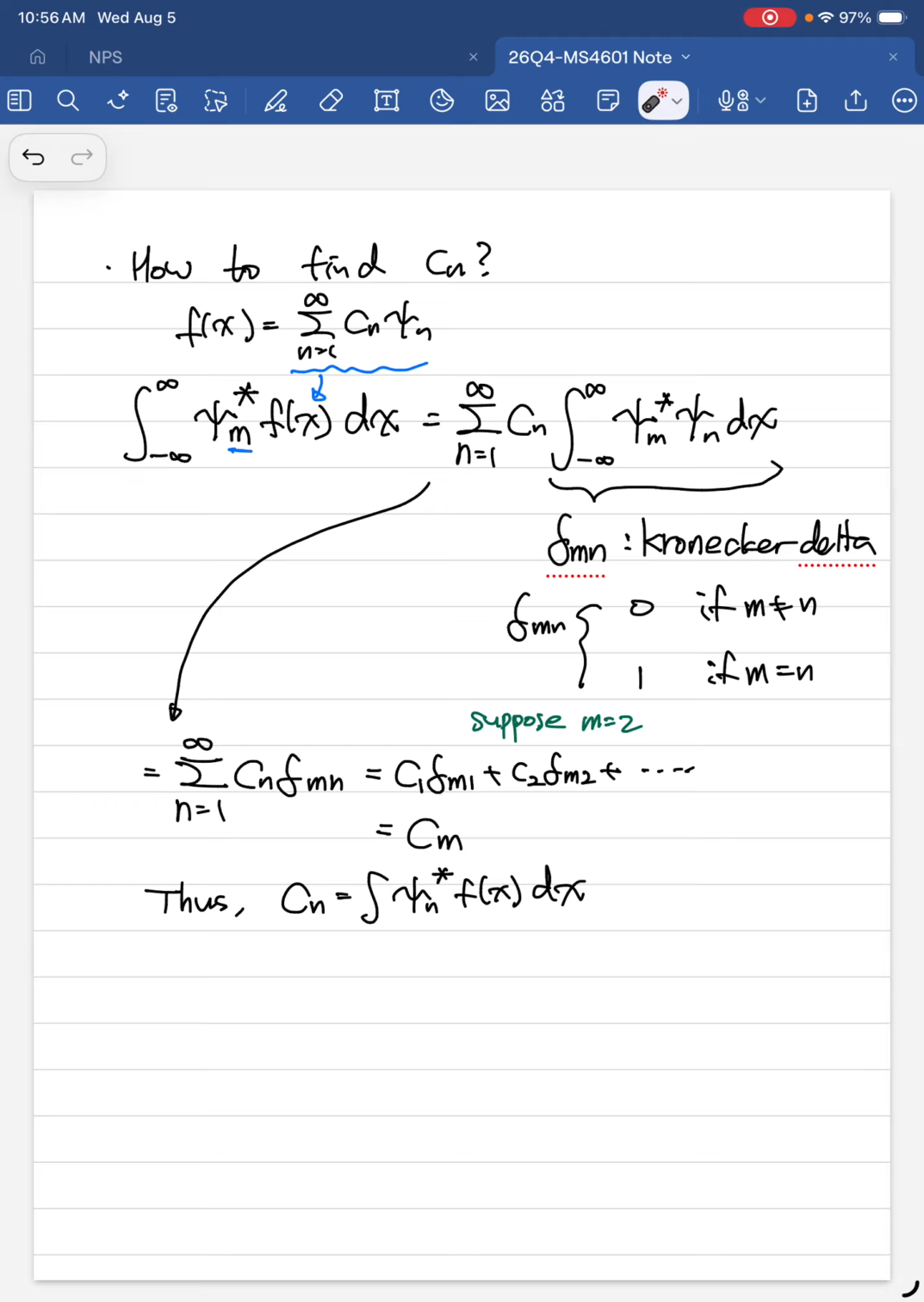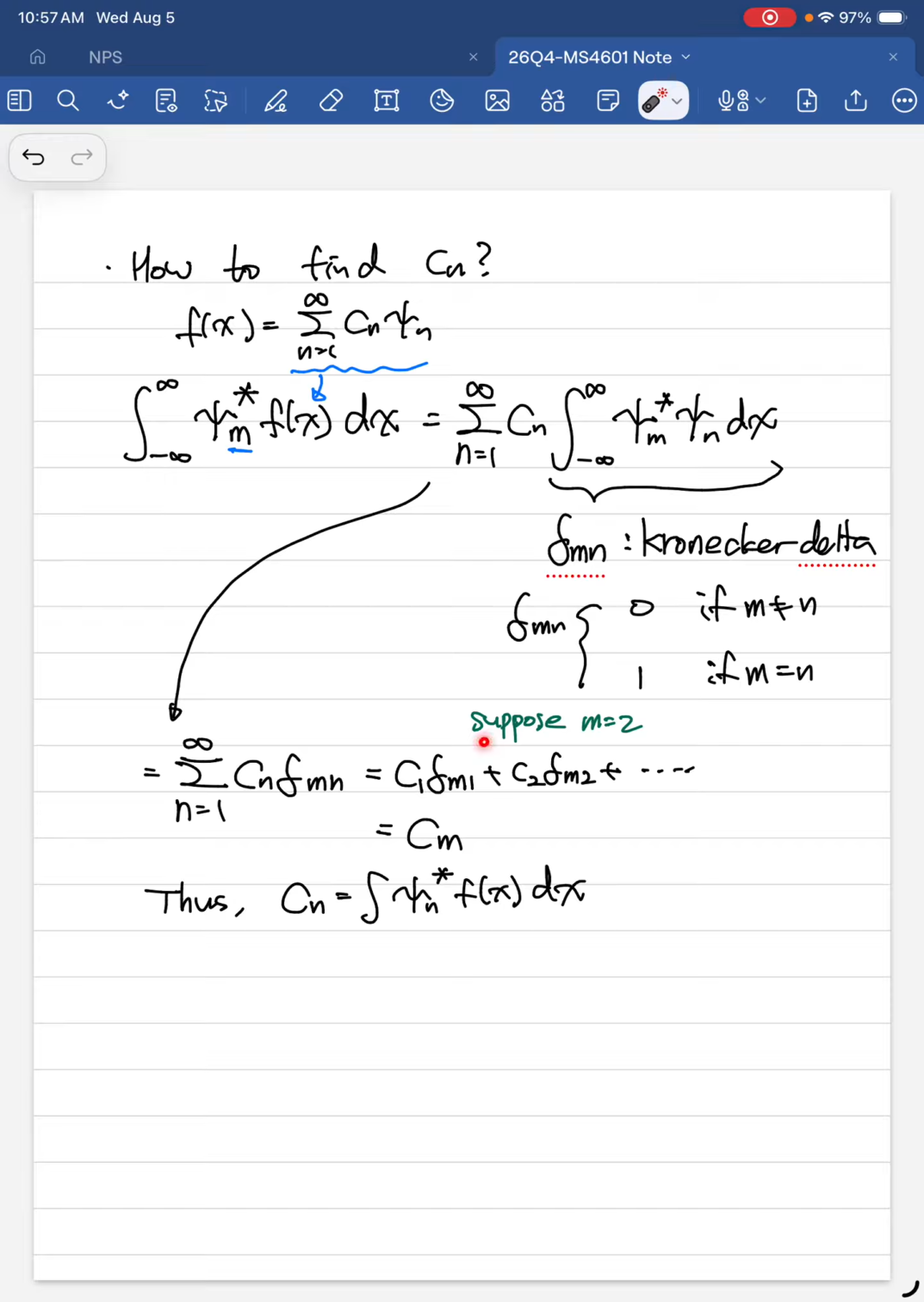If you're not familiar with this Kronecker delta, the condition is that if these two values are the same, it spits out 1. If these two values are different, it gives you 0. Okay, so if you just take it for granted here, this can be written as the summation from n equals 1 to infinity of Cn delta mn, right? And this can be expressed as C1 delta m1 plus C2 delta m2 and so on. And this will eventually be just Cm.